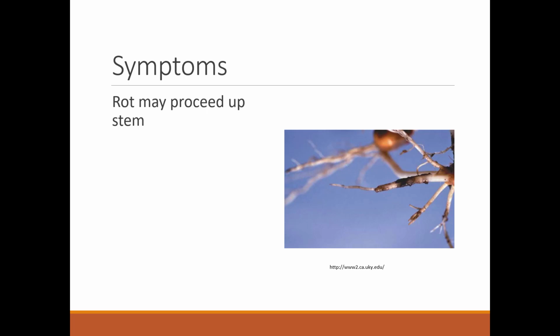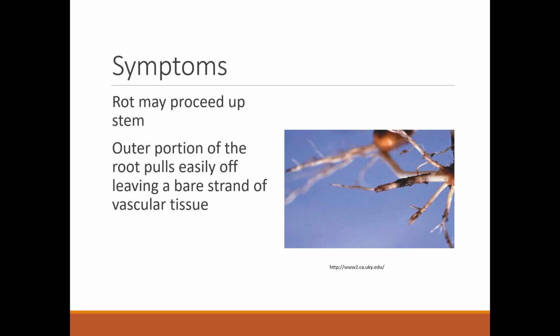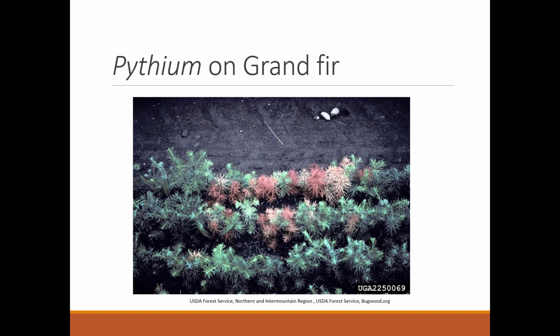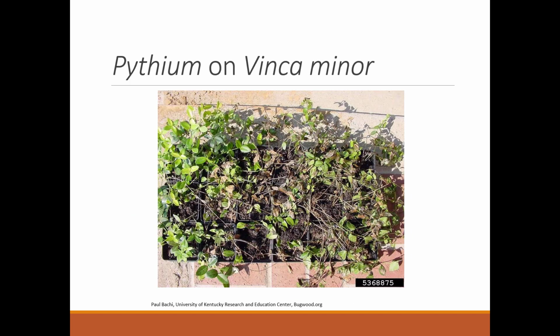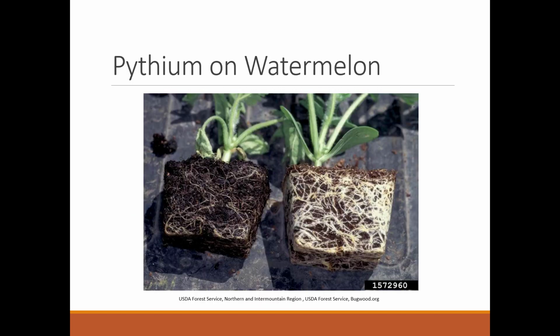So here's that tip here. The rot may proceed up the stem from the roots. The outer portion of the root actually pulls off, so you just have a bare strand of vascular tissue remaining. Here we've got Pythium on grand fir. Pythium on vinca minor. Here's Pythium on watermelon. You can see the one on the right is a very healthy set of roots. On the left, you've got very diseased roots.